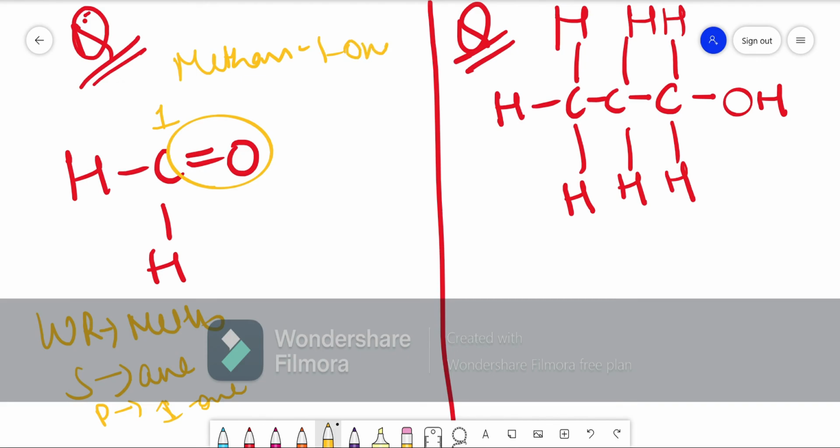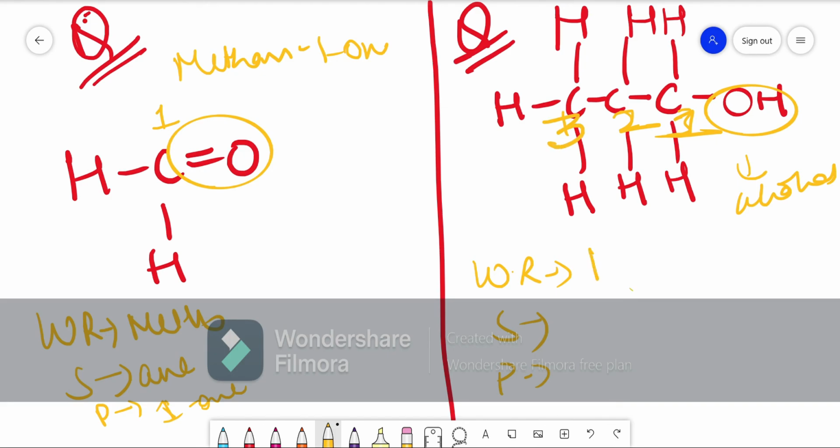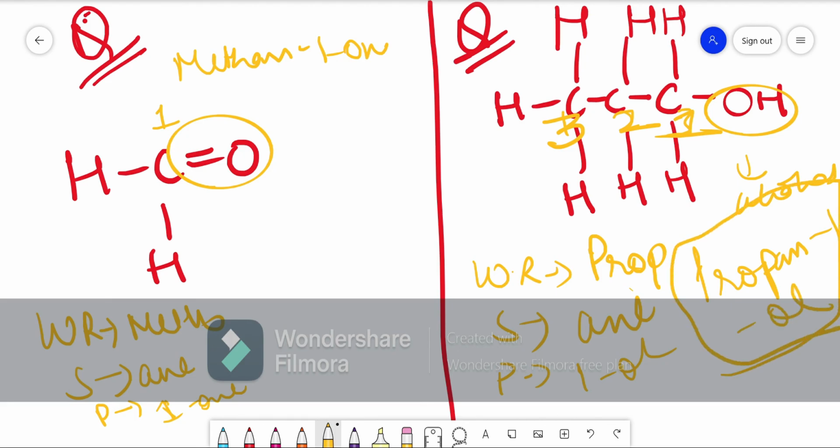If I talk about this group, this question: word root, suffix, prefix. 1, 2, 3, it's CH or OH? OH. Okay, so 3, right? The alcohol group is attached, so this has to be the other way: 1, 2, 3. So it would be prop. What is OH? Alcohol, right? What will the suffix be? It will be ane, because single bond is present. The prefix would be 1-ol. So propan-1-ol would be the basic one, I could say.